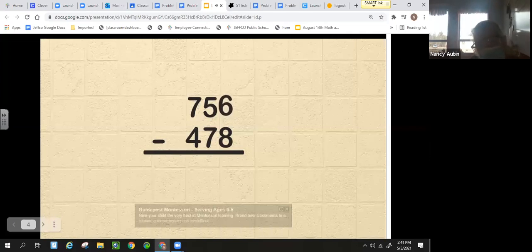6 minus 8. Huh. We can't take away 8 ones from 6 because I don't have enough ones to do so. This means we are going to have to borrow from the next column over. Just like my friend borrowed my basketball, we will borrow from the neighbor next to it.